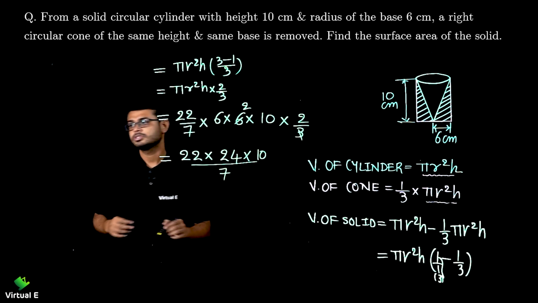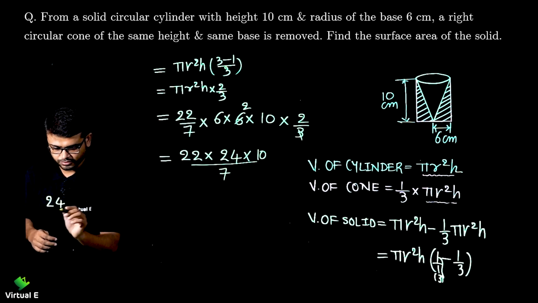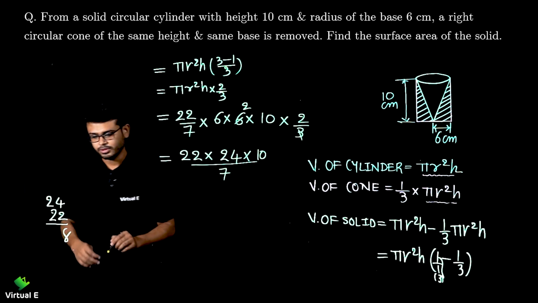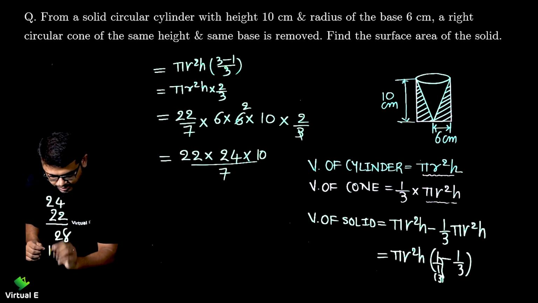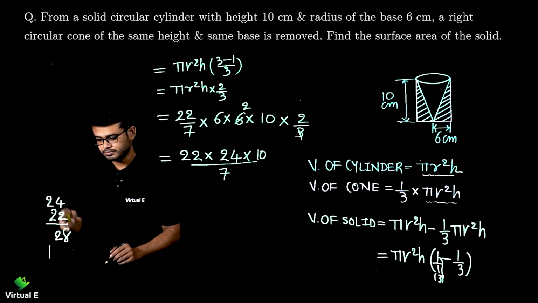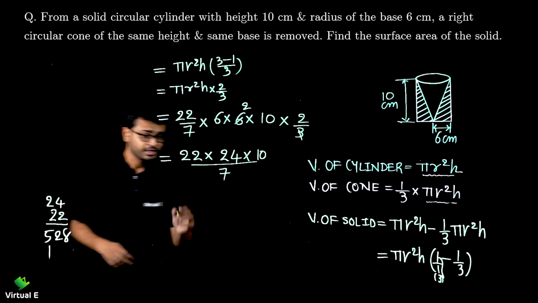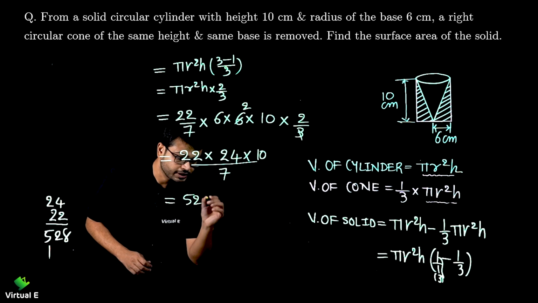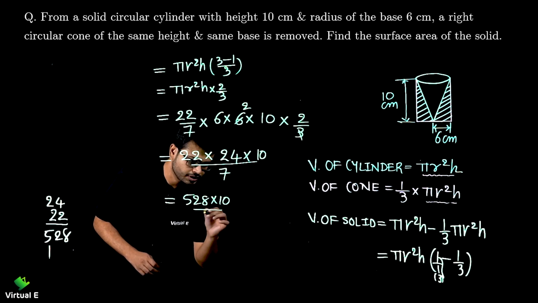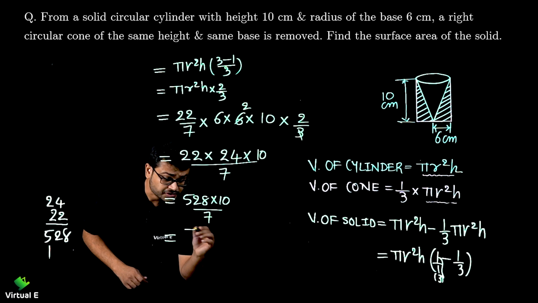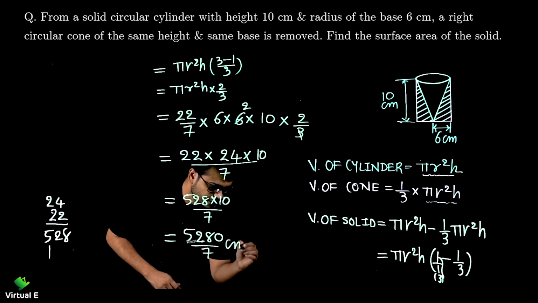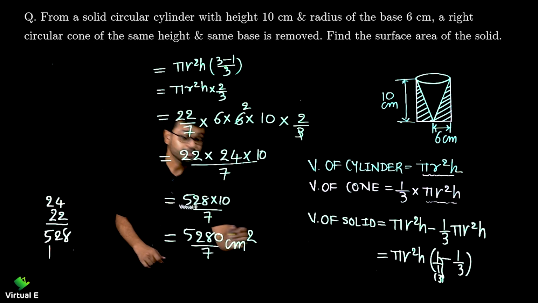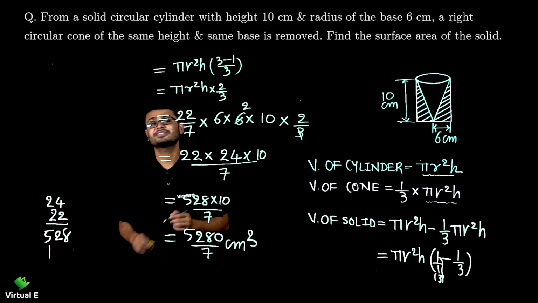So 22 into 24, let's multiply. 4 2s are 8, 2 2s are 4, then 4 2s are 8, 8 and 4 will give you 12, so 2 carry over 1, 2 2s are 4 plus 1, 5. Here 528 into 10 over 7. So the final answer is 5280/7 centimeter cube, it is volume.